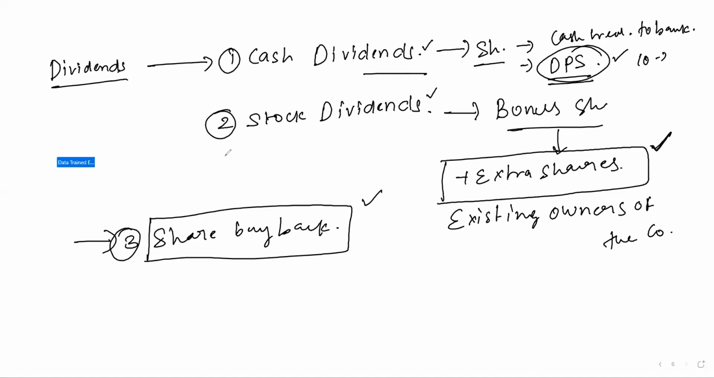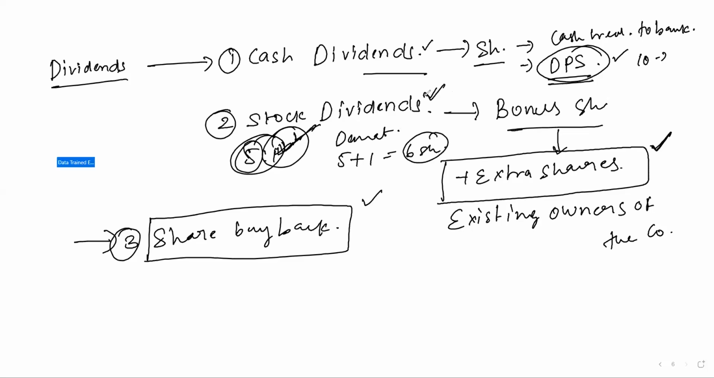Bonus shares are announced in ratios. So if the company has announced a 5:1 bonus, it means that for every 5 shares, the company will give 1 bonus share. So once the bonus shares get credited to your demat account and you already had 5 shares, the new shares available to you for sale will be 6. That is stock dividends. Apart from stock dividends, there is something called a share buyback.